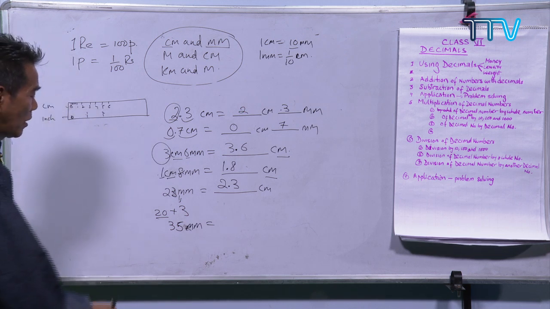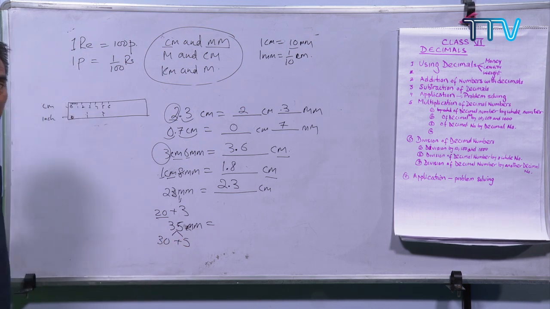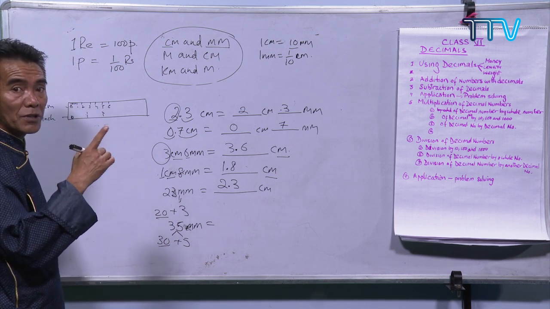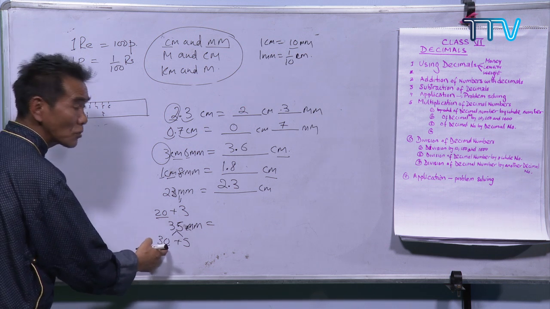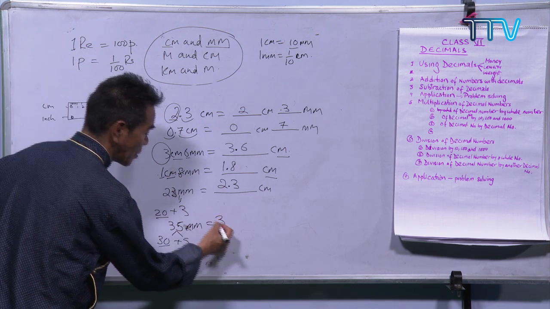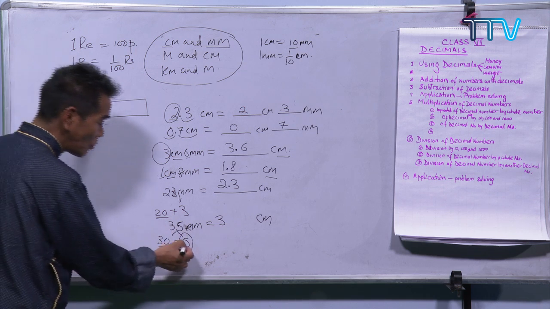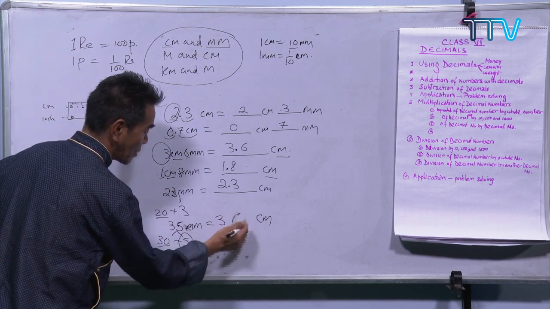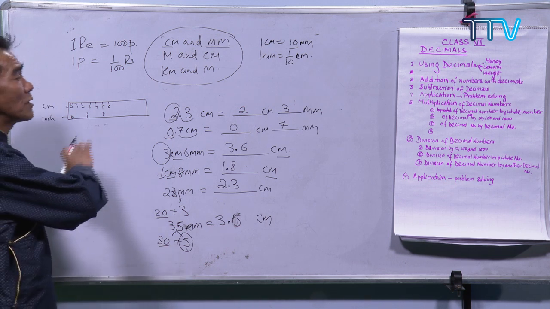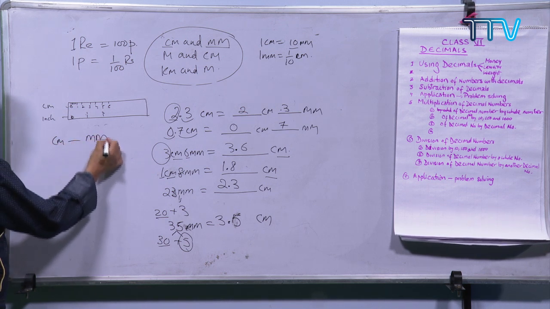35 millimeter. Do you see? 35 means 30 plus 5. 10 millimeter is equal to 1 centimeter. So we have 10 millimeter, 10 millimeter, 10 millimeter, which is 30 millimeter, and you can write it as 3 centimeter. And 5 millimeter is 0.5, so 3.5 centimeter. Then next is centimeter to millimeter by using decimals.